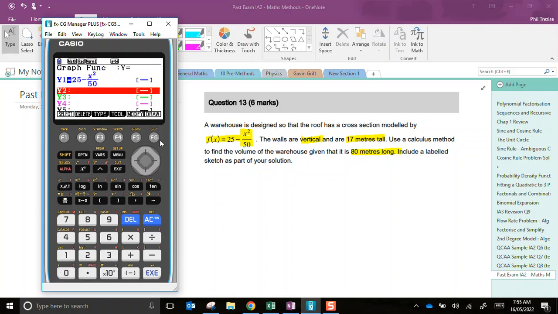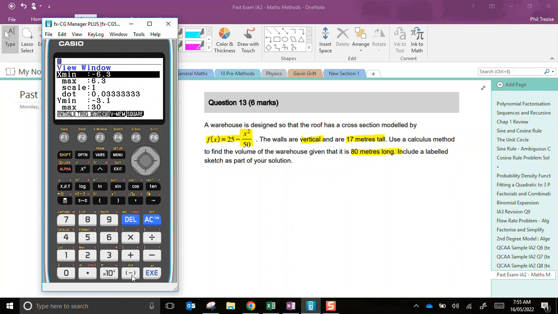And let's go and have a quick look to see what we've done. Okay, so this gives me the top of the roof, I suppose, and it seems to be curved. Now, they say the walls are vertical and they're 17 meters tall. So 17 meters is about here somewhere, and I don't have enough width on my graph to show where the roof comes down. I need to make the domain here a bit larger.